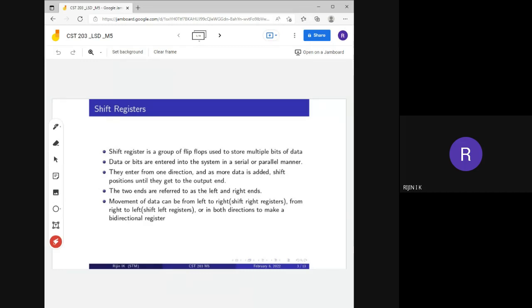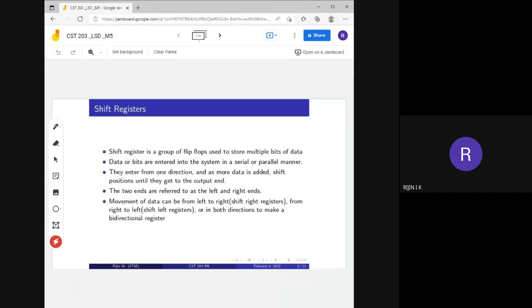Yeah, we can say it's a group of flip-flops. A register itself is a group of flip-flops used to store multiple bits of data. That means if you want to store 4-bit data, you need to use 4 flip-flops. If you want to store 3-bit data, you have to use 3 flip-flops. Suppose if you want to store n-bit data, you have to use n flip-flops. Each flip-flop can store 1-bit data.